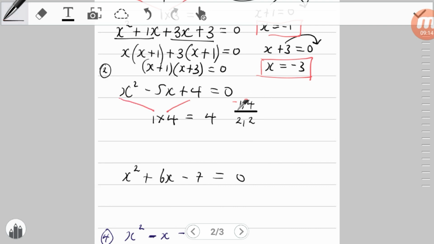So we're going to take those factors that we've selected and put them in the middle. That's going to be x squared, and we're going to subtract 1x, and subtract 4x, and we're going to be adding 4. And of course, don't forget to equate our expression to 0. Beautiful. Now we're going to be factoring by grouping.